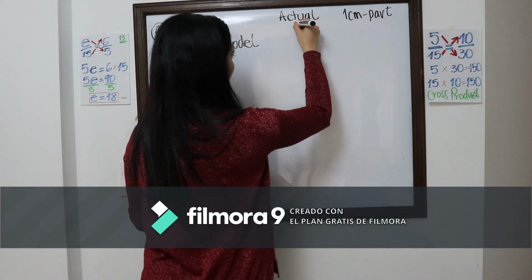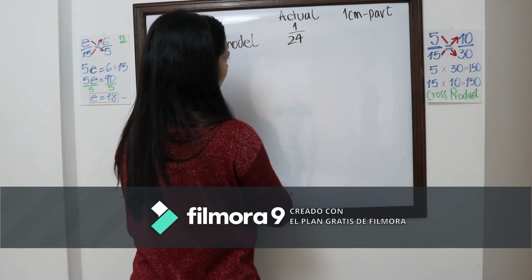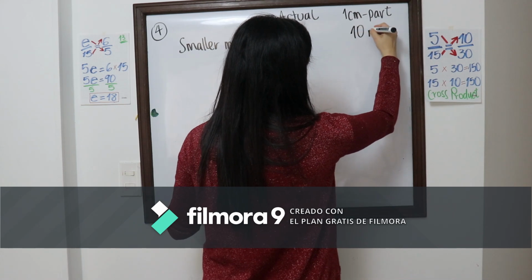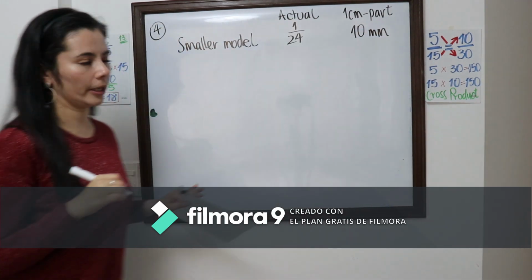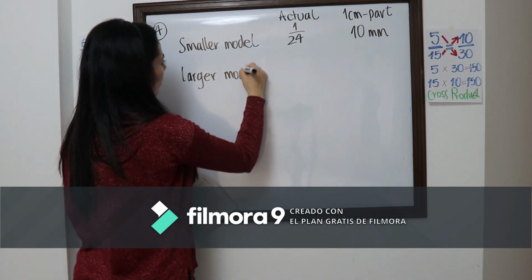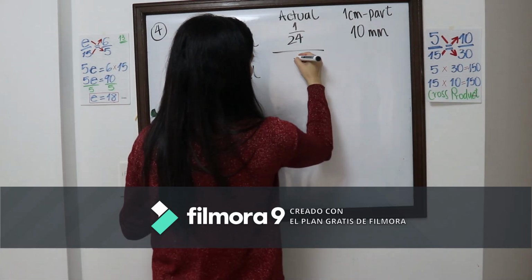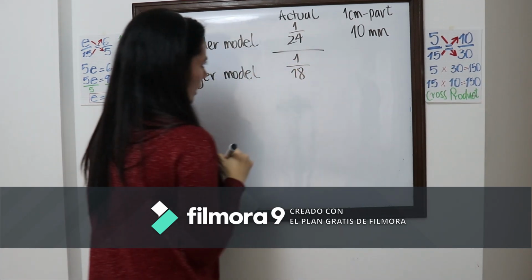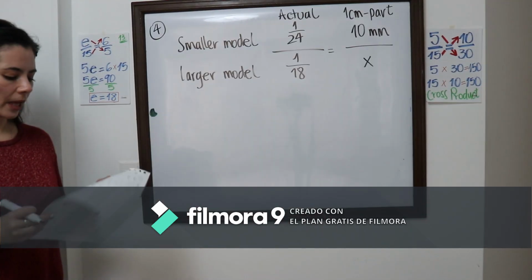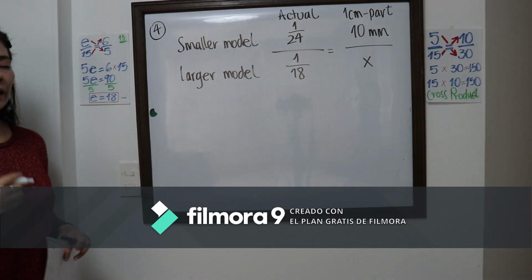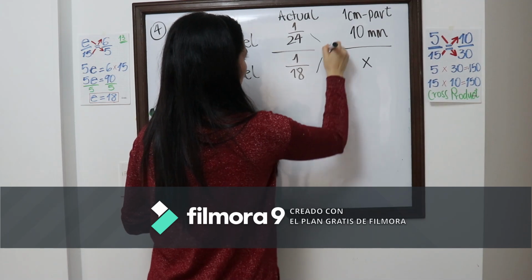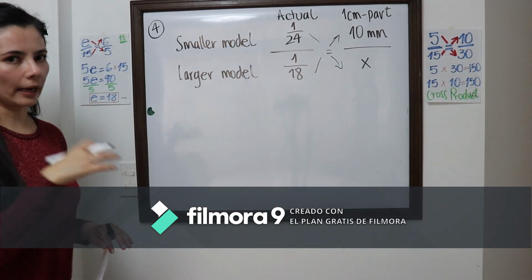Actually works with a scale of 1 to 24. And they say, of course, 1 centimeter, but we need to measure it in millimeters. So I'm gonna say 10 millimeters, all right? Then I have the larger model, okay? And the larger model is going to be 1 to 18. And so here, that is the one thing I need to figure out. How am I going to figure it out? Again, I'm going to use cross product, okay? And it's fine.